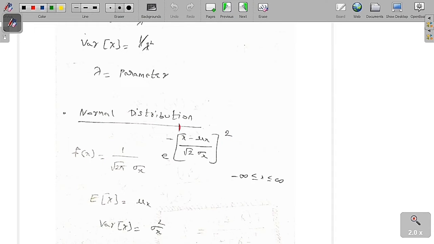So this is the equation of the normal distribution, which is f of x is equal to 1 by under root over 2 pi into sigma x into e to the power of minus of (x minus mu x) by (under root over 2 into sigma x) whole square. So it ranges from minus infinity to plus infinity.